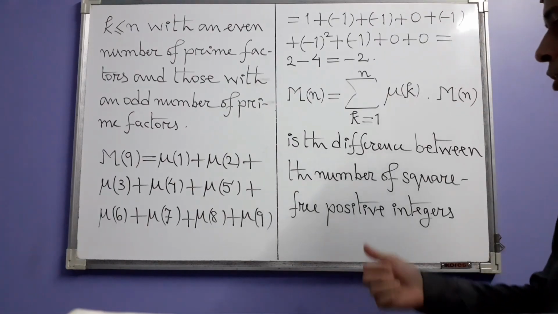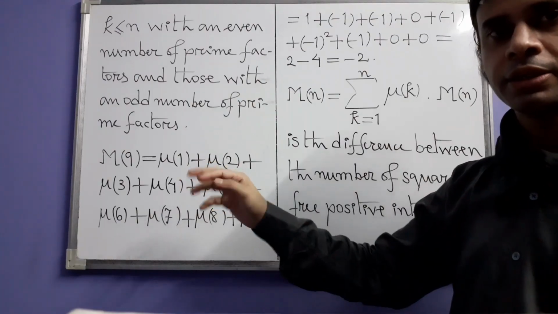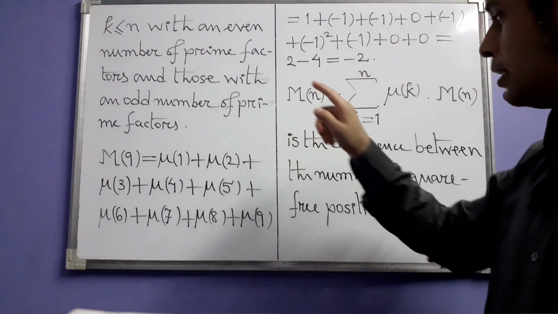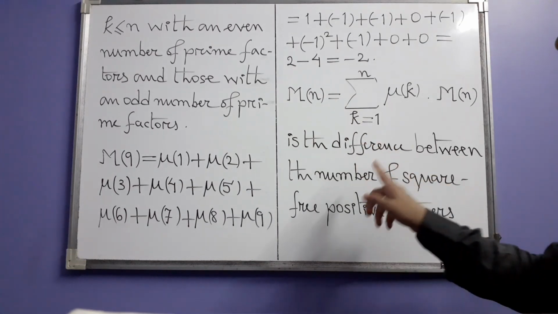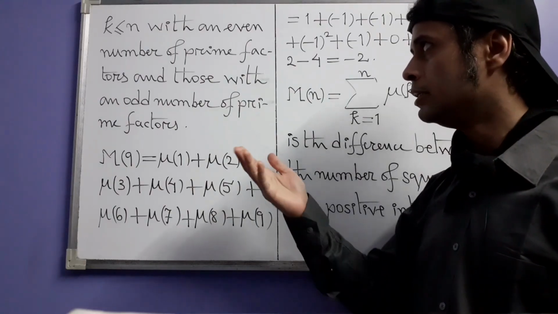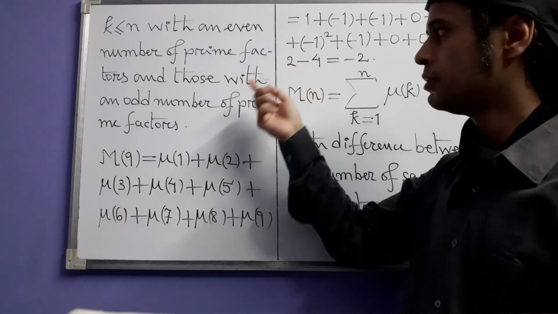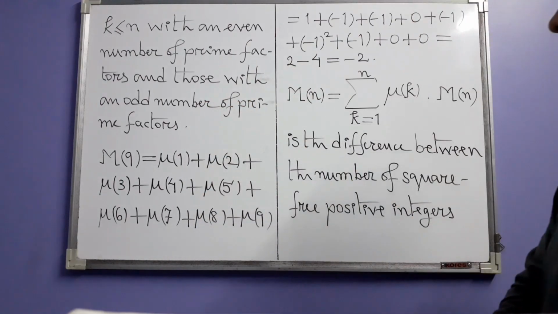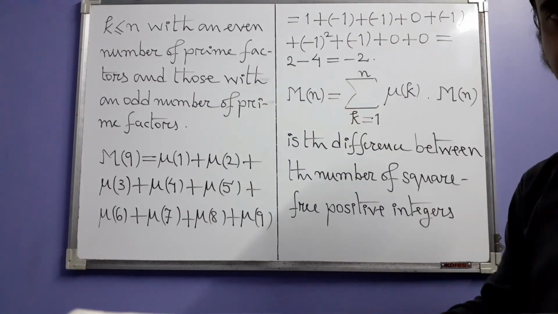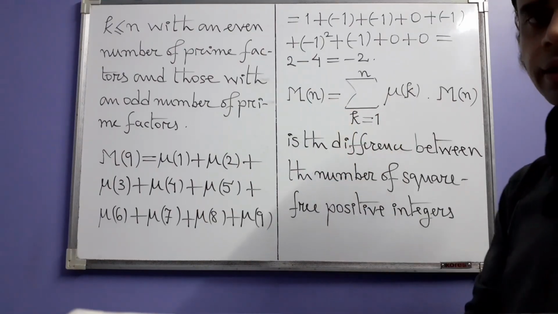For the square free positive integers less than or equal to n, in this example less than or equal to 9, this M of 9 is the difference between the number of those square free positive integers with an even number of prime factors, like these two, and those with an odd number of prime factors, like these 4. And you can understand that this will happen in general also, for a general n.